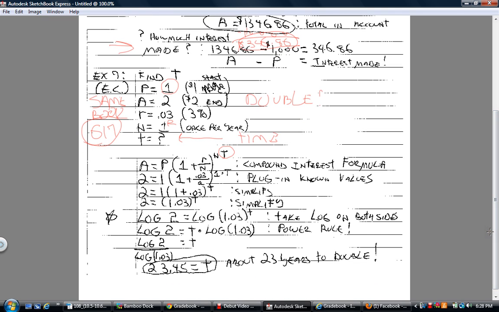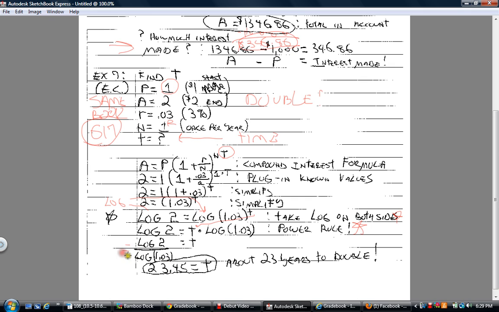Now, how do you solve this? Here's where the problem really starts. You substitute in, you reduce it all down, and you take the log on both sides. That's the key part. When you take the log on both sides, that allows you to use the power rule. This is the next key step. That means the exponent comes down in front, times the log of 1.03. Divide both sides by the log of 1.03. So you've got the log of 2 divided by the log of 1.03.